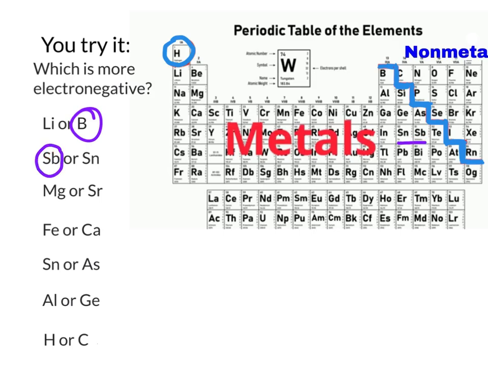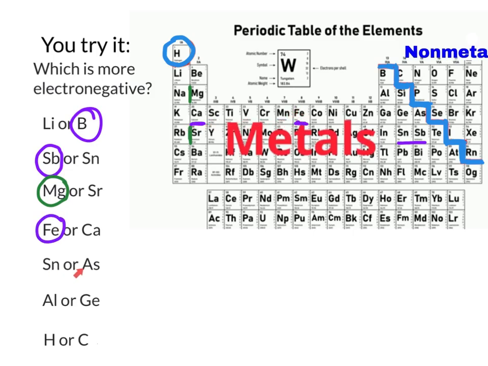Now let's look at magnesium versus strontium. We see that magnesium and strontium are in the same group. Magnesium is above strontium, so that means that magnesium is more electronegative. And now let's look at iron and calcium. They are in the same period. Iron is to the right, so iron is more electronegative.